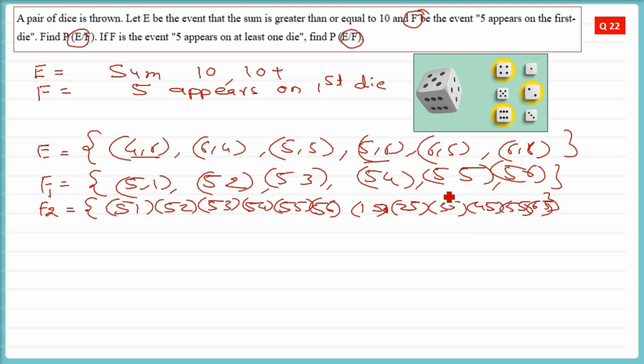The same values are not allowed. So this 5, 5 you can eliminate. One of the 5, 5 you can eliminate. Just keep one 5, 5. So in all there will be 11 entries here. How many entries in F1? Which is 6. How many elements in E? 6.